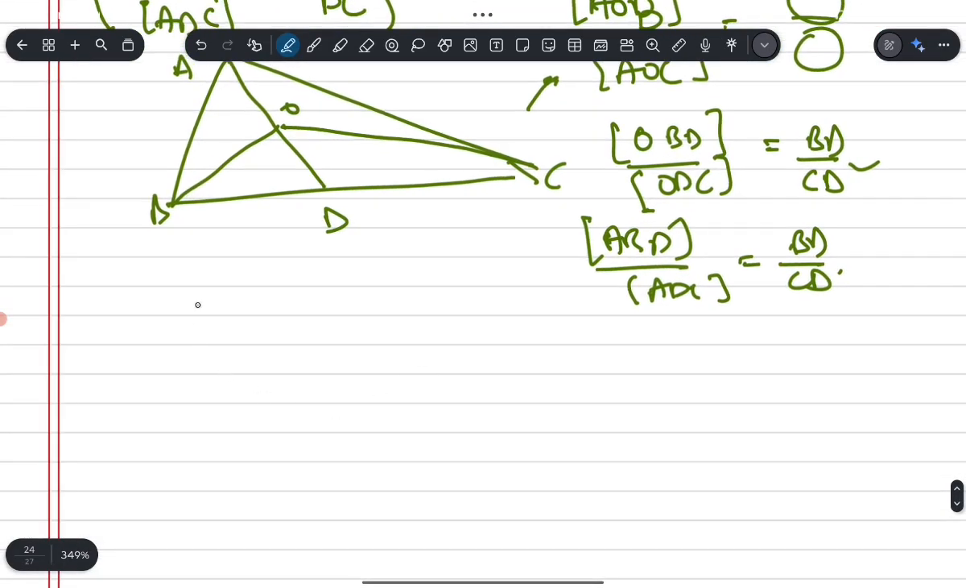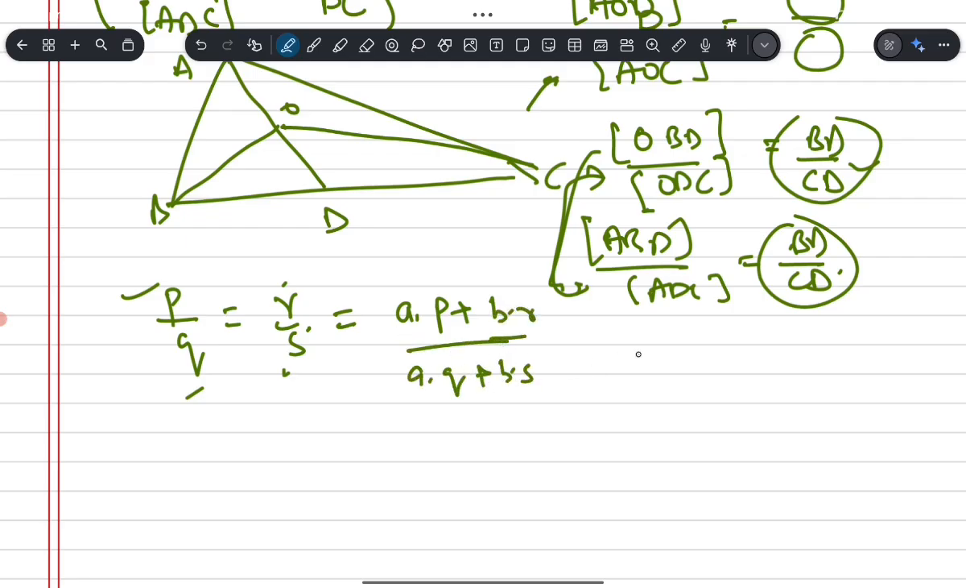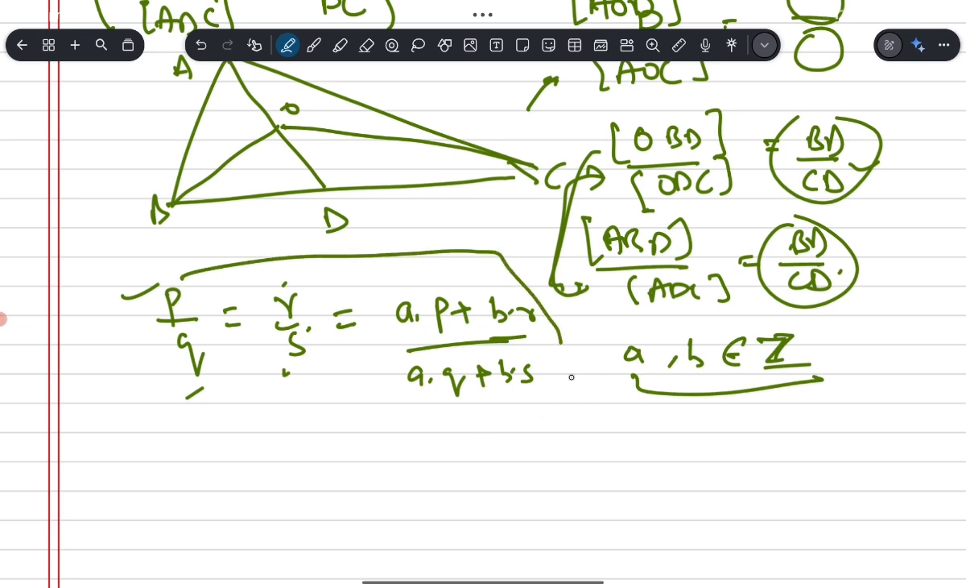Now what I want you to understand is, if you have P by Q equals R by S, these are two different ratios, exactly like this. These both are equal to the same thing, so they must also be equal. So they're like P by Q equals R by S. So we can write A into P plus B into R by A into Q plus B into S for any integers A, B, belonging to the set of integers. This is a common ratio thing. If you didn't know, just note it down.